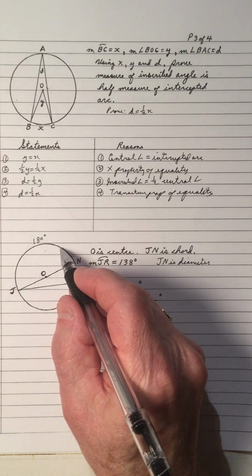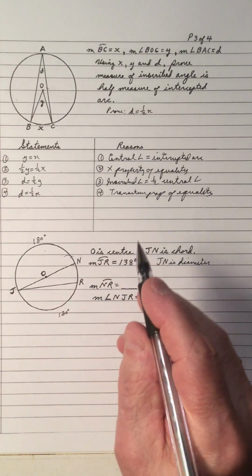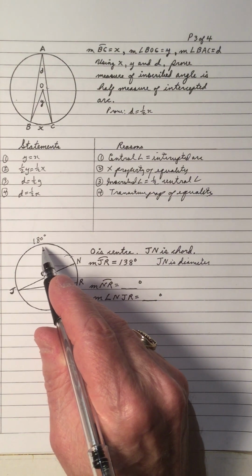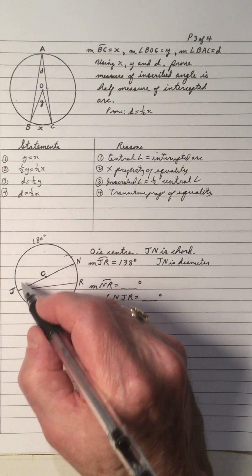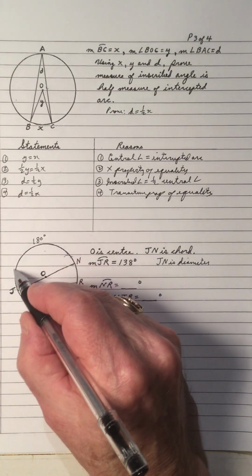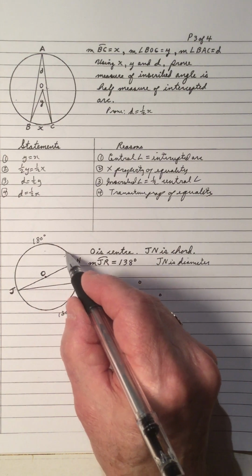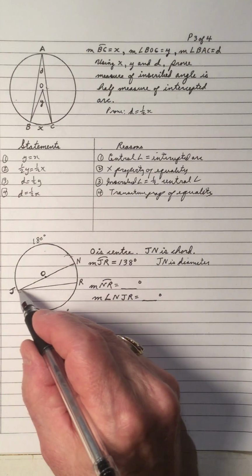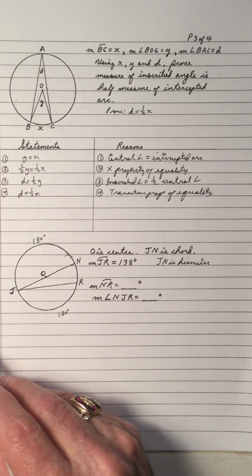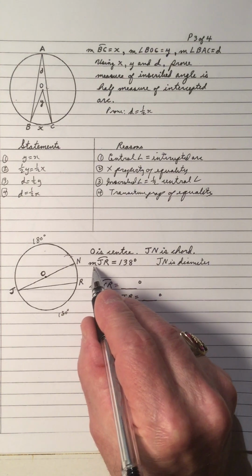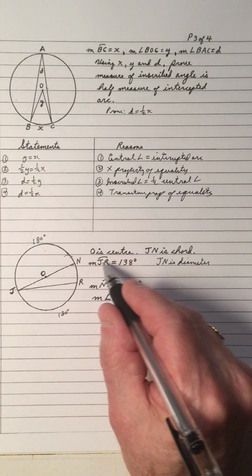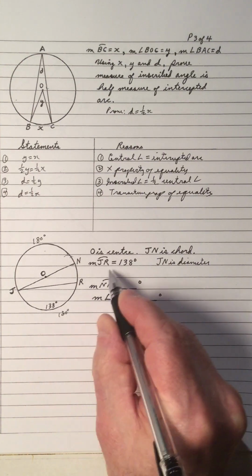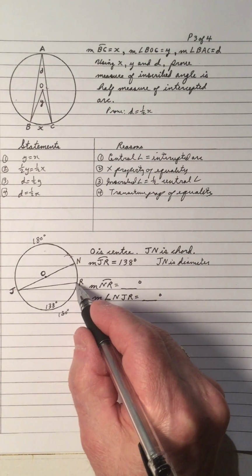So the arc, we'll come across that in the next video. This central angle is equal to the intercepted arc. So this intercepted arc is 180, because the central angle is 180. Now, we're told that the measure of the arc JR is 138 degrees. So this arc here is 138 degrees.